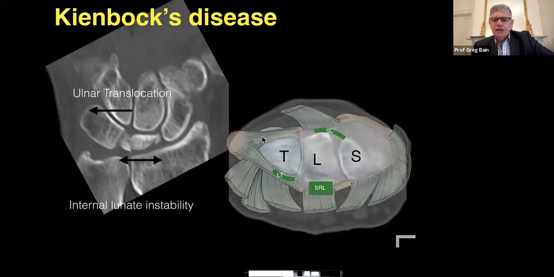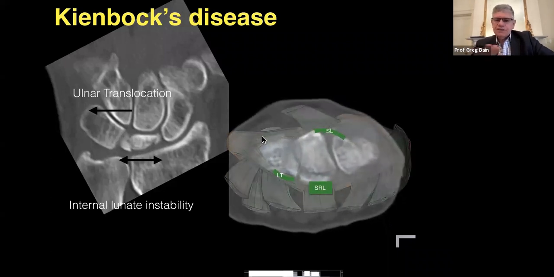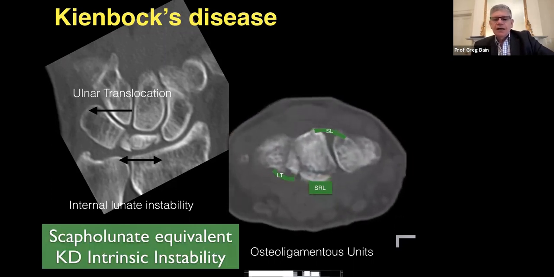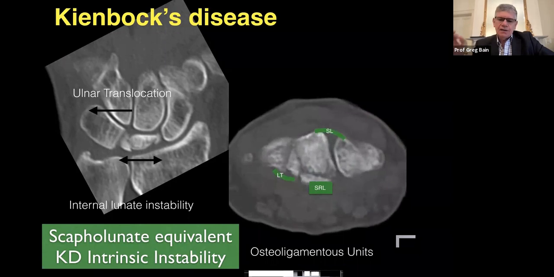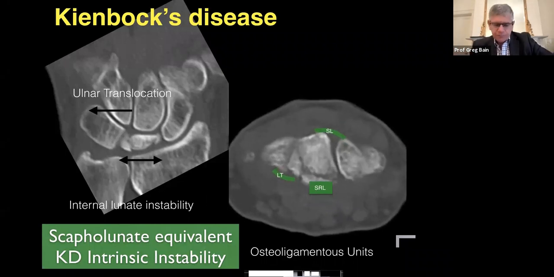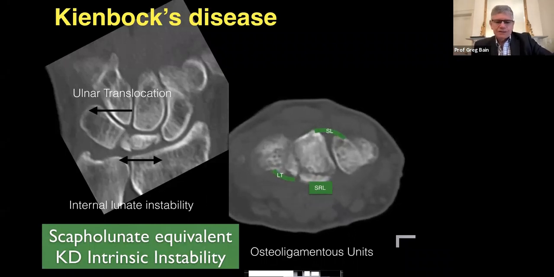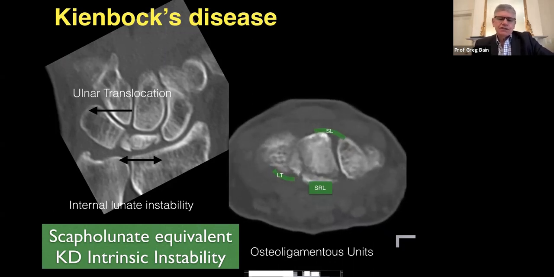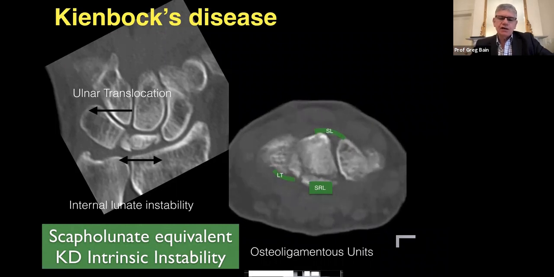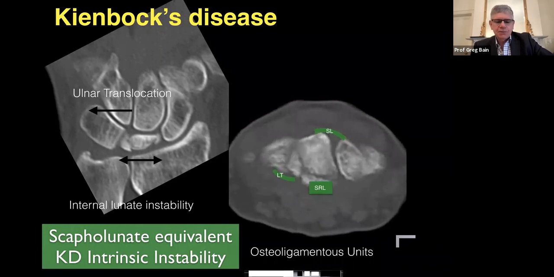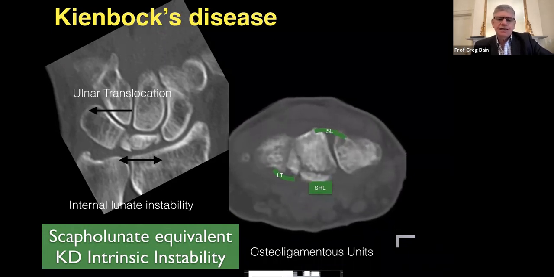So if we take this example here on the right, this is the axial image in a 4D CT scan. We can see where the ligaments are, and we can see that these ligaments are the attachment points on the bones, and the ligaments have been avulsed with their bony attachments. So the more we think about this, this is like an equivalent to scapholunate instability. In the same way we talk about a Monteggia equivalent, this is a scapholunate ligament equivalent. This is Kienböck's disease, intrinsic instability.